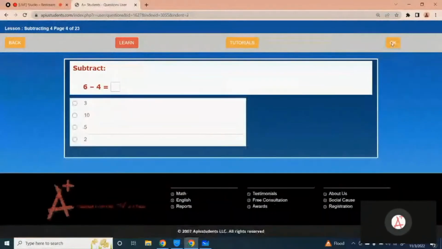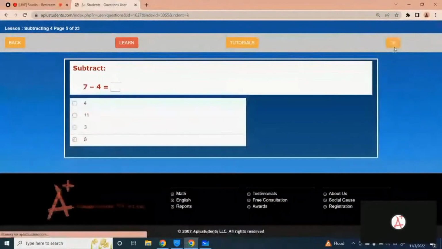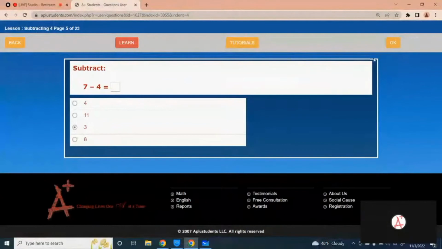Okay, the next one is 6 take away 4. So 6 take away 4 is 2. Just select the correct option and click on the OK button. Seven subtract four is three. Got it. Just select the correct option and then click on the OK button.